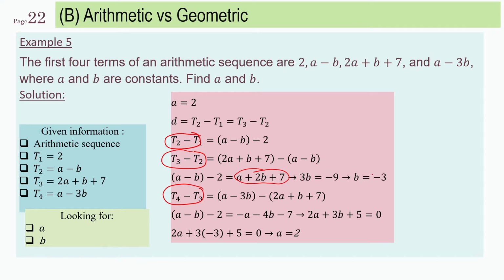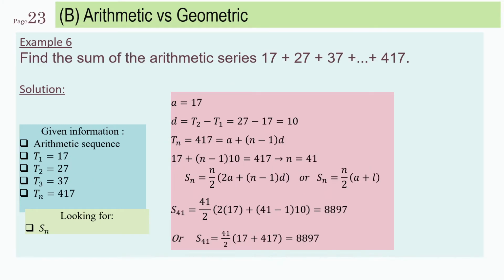And from here, fortunately, it cancels off my a. So I already have my b equals negative 3. And what I need to do is take t4 minus t3 to get the value of my a. So I substitute my b back inside here, so I get the value of my a. Okay, now we look at example 6.